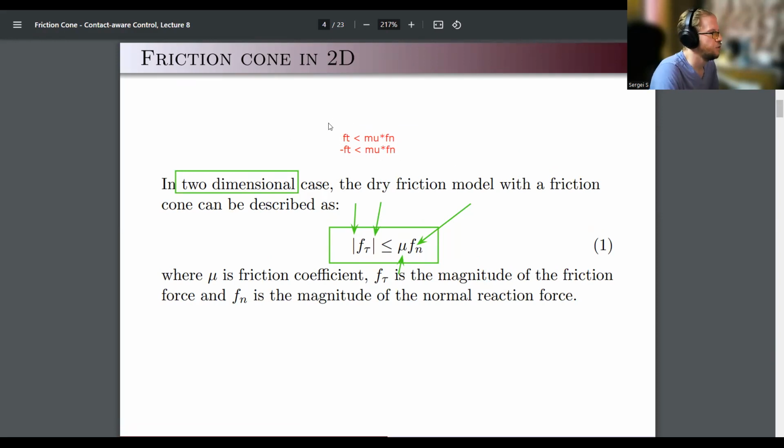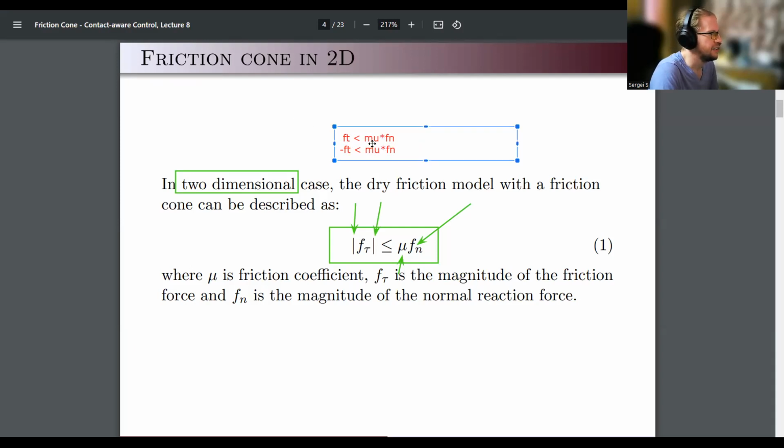So if we invert the sign, what we say is f tau would have to be bigger than minus fn, right? Minus f tau, yeah, I think that is maybe a better way to say it. So minus f tau is still less than mu times fn. That is, if f tau is negative, we can invert the sign, and it would still have to abide by the original constraint, right? It should still be less than mu fn.